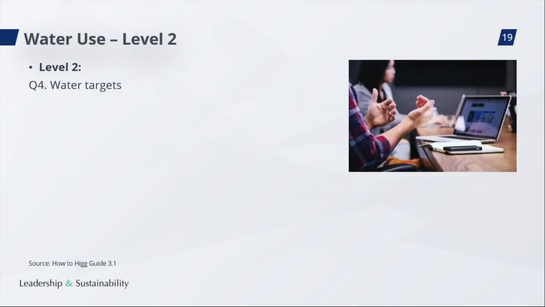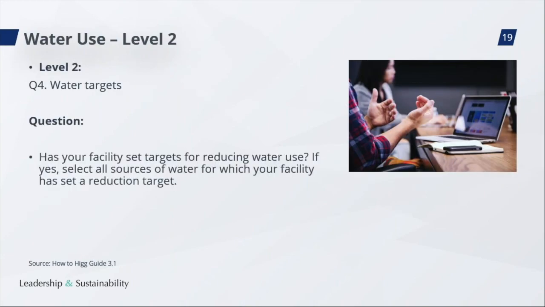Question 4 is about water targets. Has your facility set targets for reducing water use? And if yes, select all sources of water for which your facility has set a reduction target. And here, in order to get a full score, you need to target more than 80% of your consumption when setting goals. And you will receive partial points if you set targets for water sources that make up 50 to 79% of your total water use. So please see if you can set targets for more than 80% or for 80% or more.